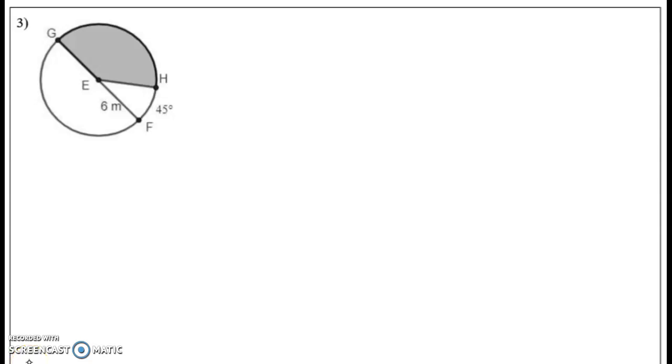This third problem, we're trying to do the same thing, find the area of the sector and the perimeter of the sector. And when we look at this, we see we have a diameter. Diameter will cut the circle into a semicircle and another semicircle. Semicircle measures 180 degrees. So if this arc measure is 45, this has to be 135 degrees. If this radius is 6, this one is 6, as is this.